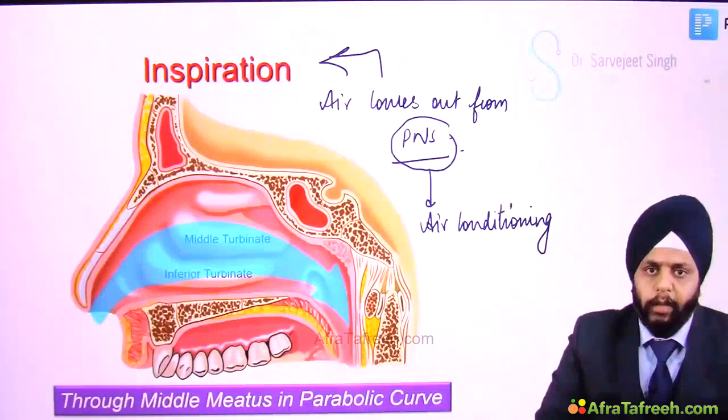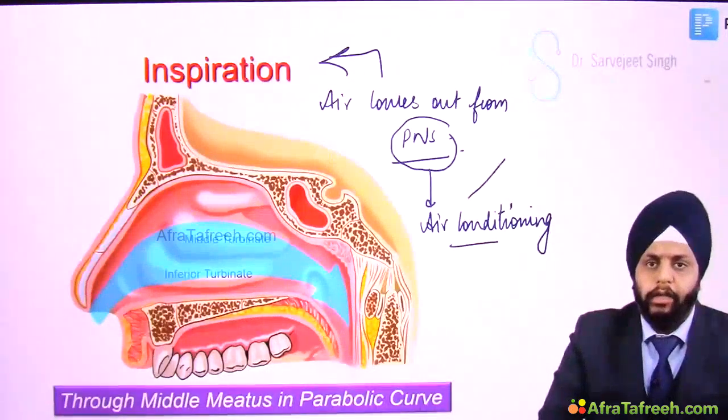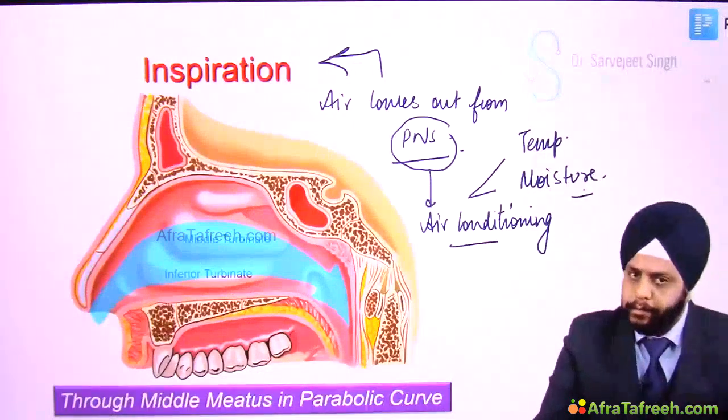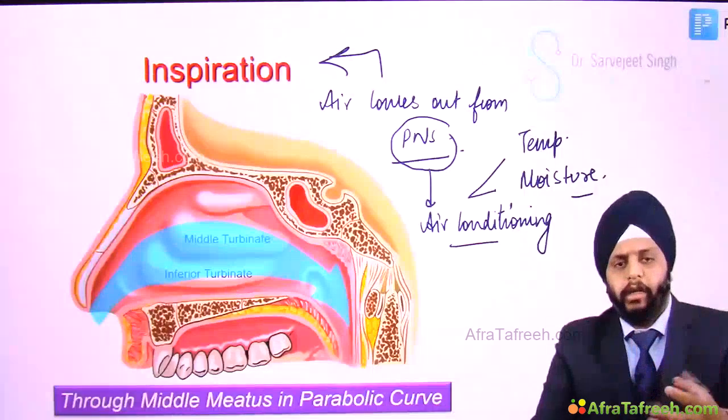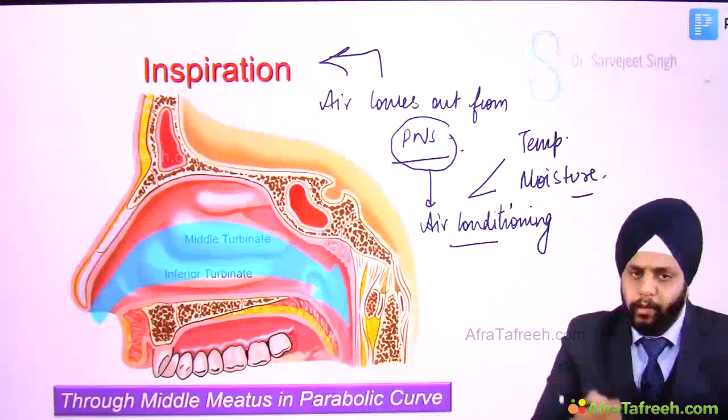Okay, so they help us in air conditioning. So what do we mean by air conditioning? They adjust the temperature and the moisture content of the inhaled air, right? So before it reaches the lung, this temperature and moisture is adjusted as per what is needed by the body.